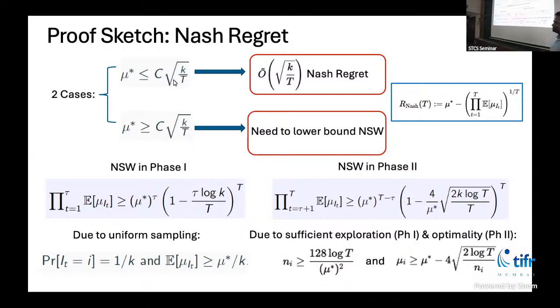Okay, but you get this form, and in phase 1, how do you get this? We get this because the expected value of mu by t is greater than mu squared by k. Okay. Then shouldn't it just be 1 by k to the power tau? Why do you get this?